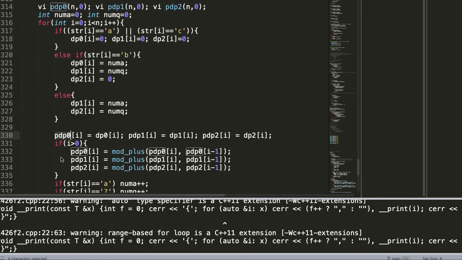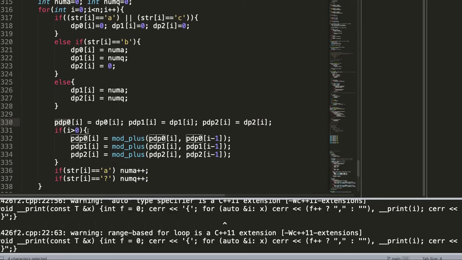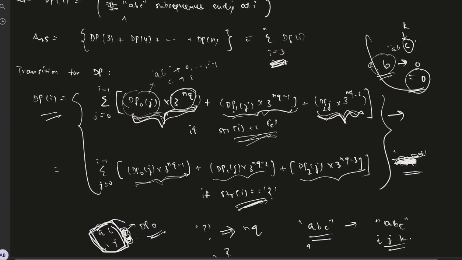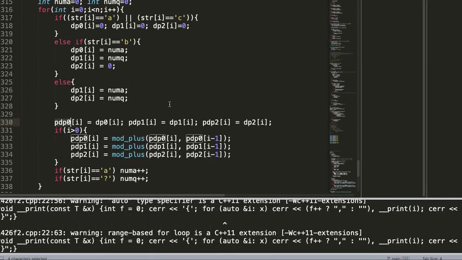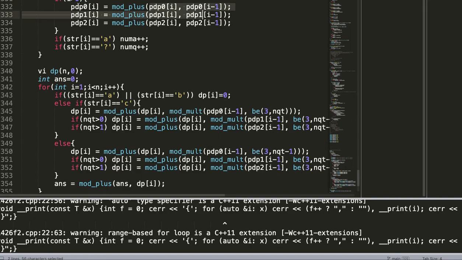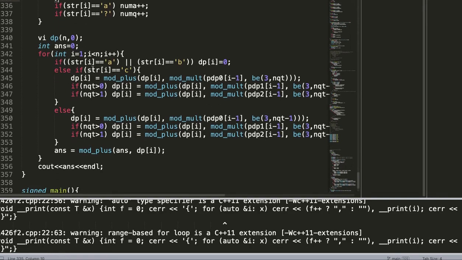And by PDP, we are maintaining the prefix sum because here we have a summation. So we would use a prefix sum of all these values and multiply it with this term for faster calculation. So yeah, this is us maintaining the prefix sums. And finally, moving on to the calculation of dp.